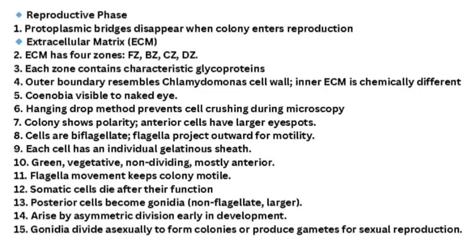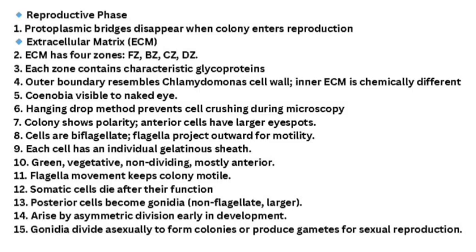Under the microscope, these spherical colonies called coenobia are even visible to the naked eye. Each cell of the colony has its own gelatinous sheath and two flagella which project outwards and help in movement. The colony shows polarity. The anterior cells have larger eye spots that help in movement towards the light. The function of the eye spot is the movement of the cell towards the light, and the vegetative cells are green, non-dividing, and mainly present in the anterior region.